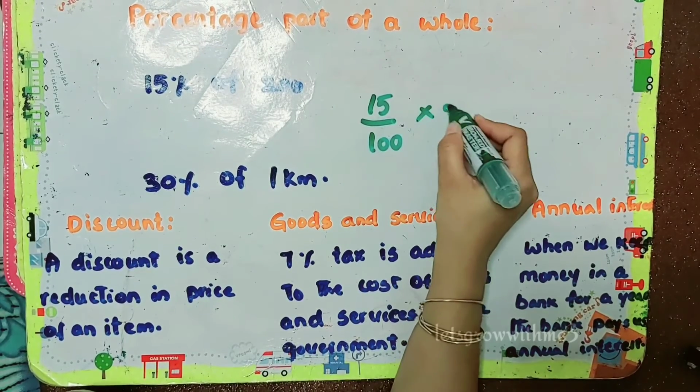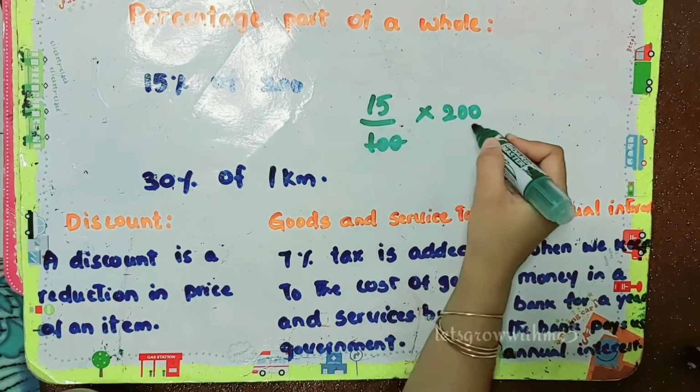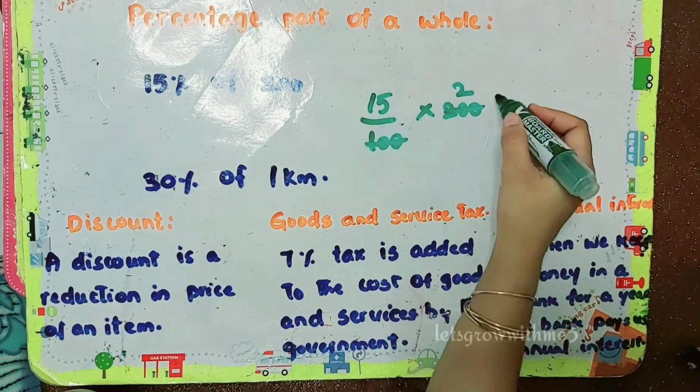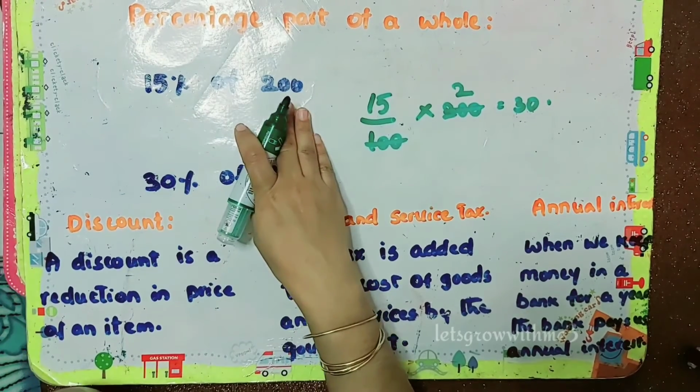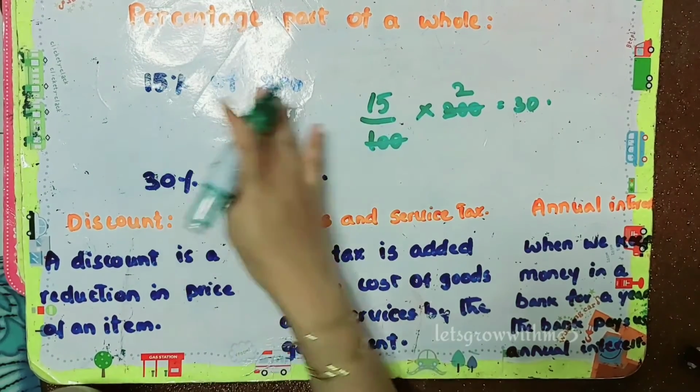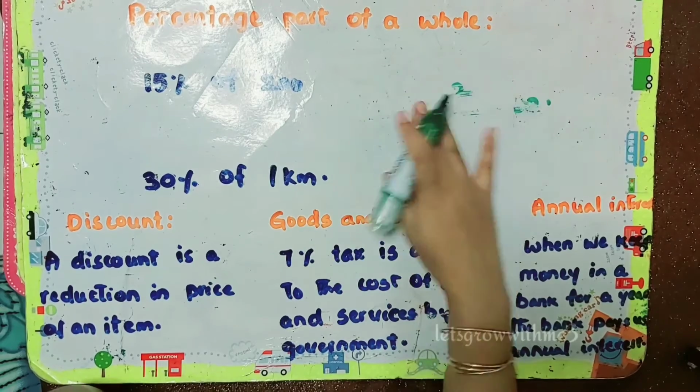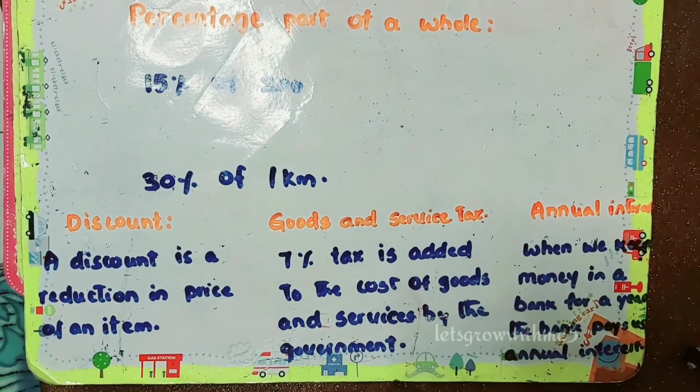So 15 percentage of 200. How to calculate 15 percentage of 200? Just 15 over 100 times 200, which is equal to 30. Okay, so 100 percentage of 200 is 200. 50 percentage of 200 is 100. 15 percentage of 200 means 30.